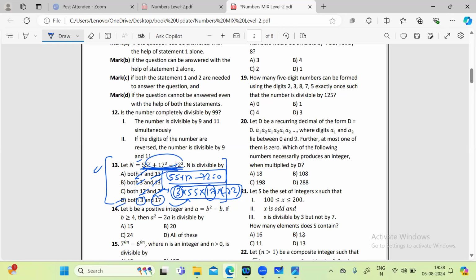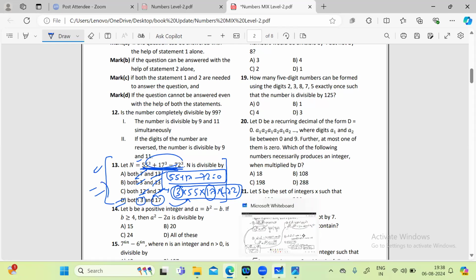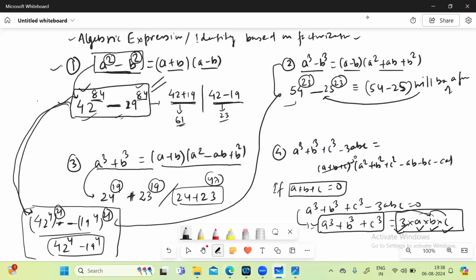So this was one of the problems that you asked, and there can be many problems based on these four factor formula based concepts. Okay.